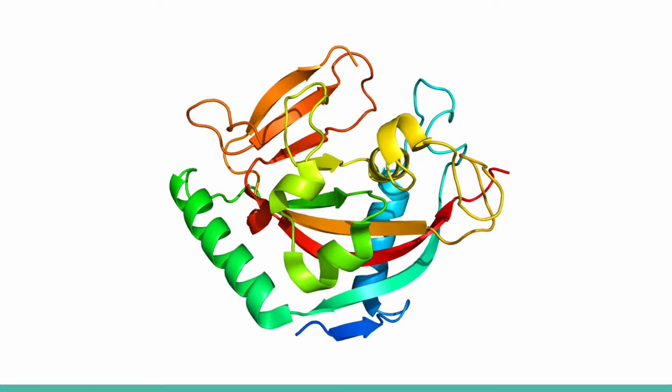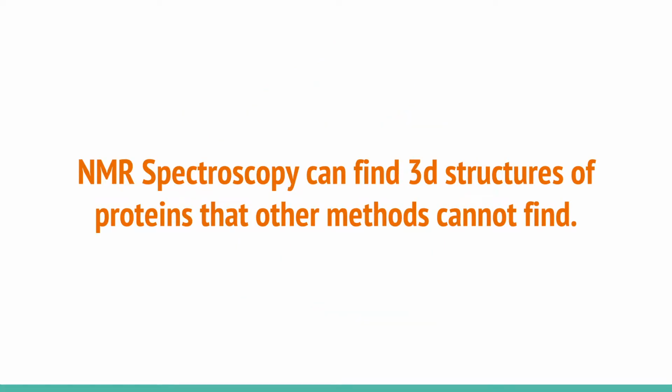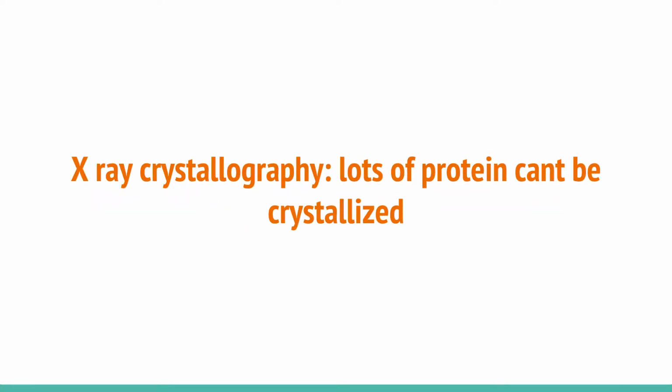Using NMR spectroscopy comes with some advantages, the greatest of all being that the number of proteins whose 3D structure we can find greatly increases. Before, X-ray crystallography was the only method used, but with X-ray crystallography, many protein structures were not determinable due to the fact that they cannot be crystallized. The structure of these proteins that cannot be crystallized can be found out using NMR spectroscopy.